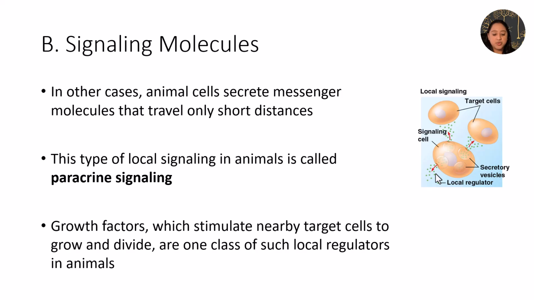And so those were two methods of direct contact, right? They are either directly connected, cytoplasm to cytoplasm, or directly touching cell surface molecules. So this is another method of local signaling, but it's through signaling molecules. In other cases, animal cells secrete messenger molecules that travel short distances. And so this type of local signaling in animals is called paracrine signaling.